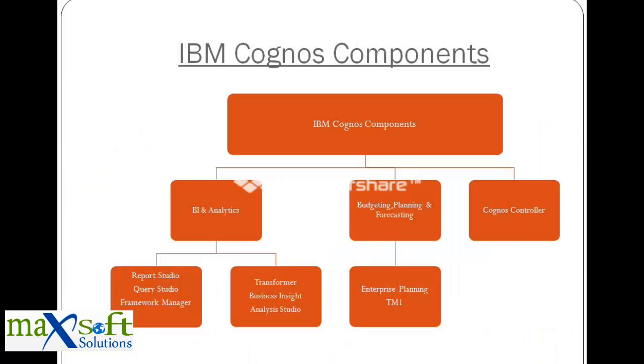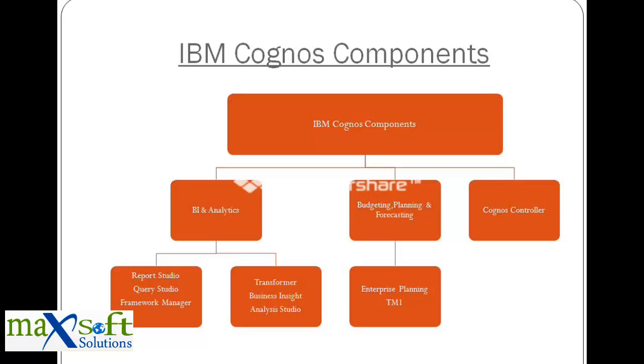So basically, what I was telling you was that the IBM Cognos components consist of the BI analytics space. They have the budgeting, planning, and forecasting tool, and they also have a Cognos Controller, which is altogether a different tool from these two. BI analytics would give you reports out of your transactional system. It has Report Studio, Query Studio, Framework Manager, Transformer, Business Insight, and Analysis Studio.